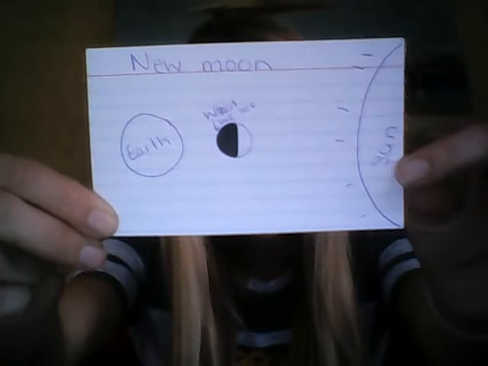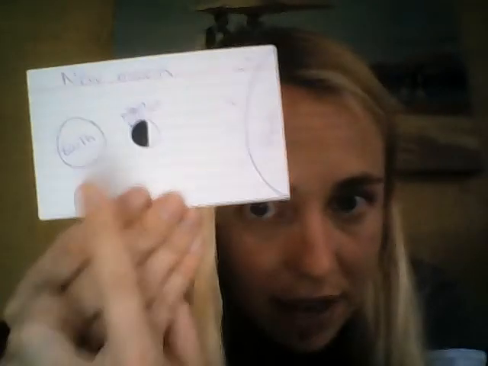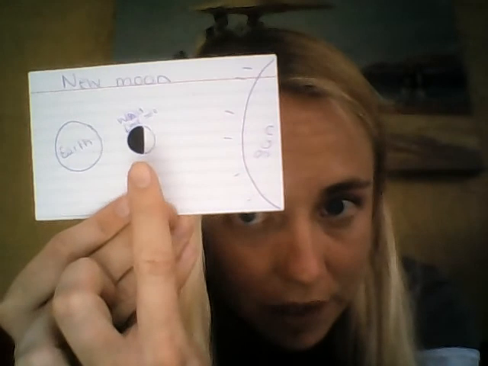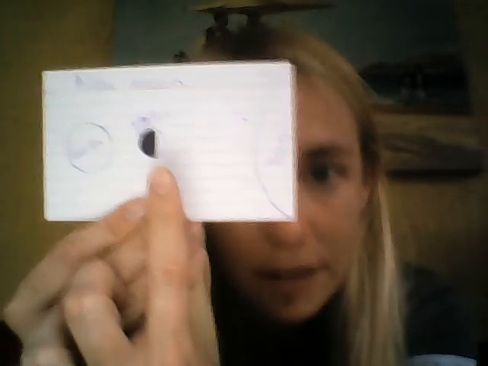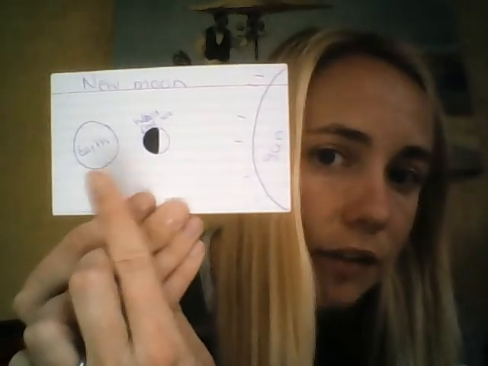Here is a new moon. Let the camera focus for a second. So we have the sun and the Earth, and we see that the sun is reflecting on one half of the moon, and the other side is darkness. The darkness is what we are seeing from Earth. That's why a new moon looks like it's complete darkness.